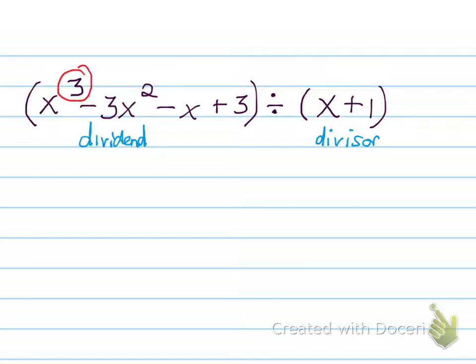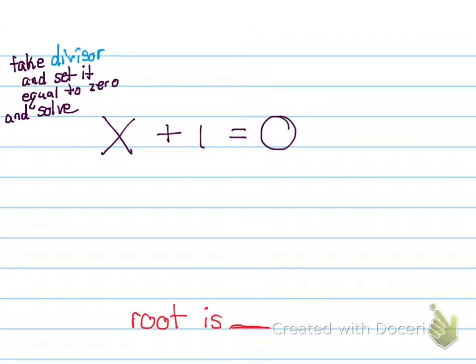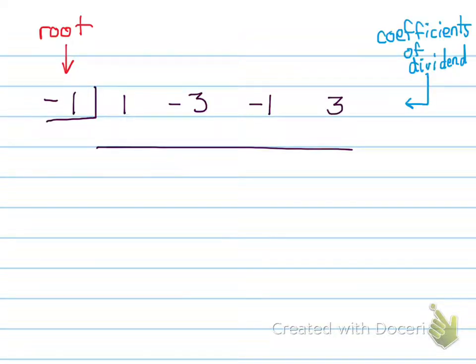All right, so just like what we did in the previous videos for synthetic division, we're going to take our divisor, set it equal to 0, and solve for x. So when I take x plus 1 equal to 0, solve for x, I'm going to subtract 1 on both sides, and that's going to give me -1. So my root is -1. That's going to be the number I put in the box for my synthetic division.